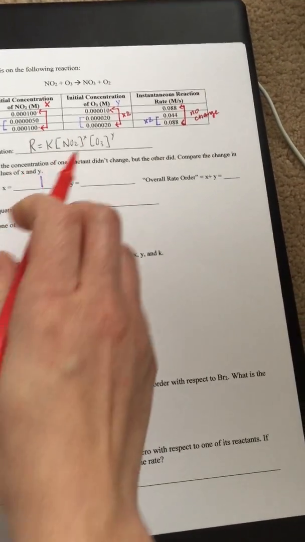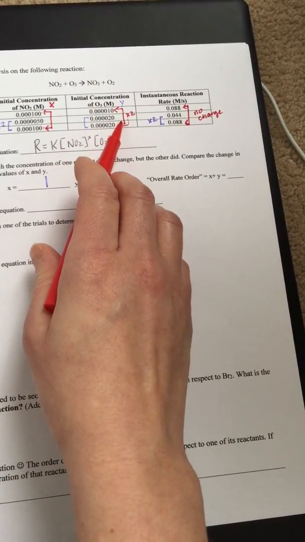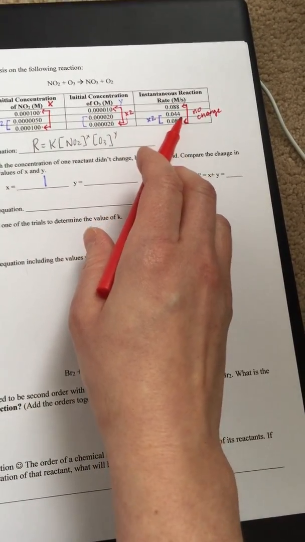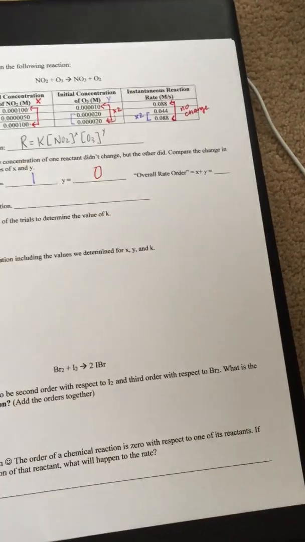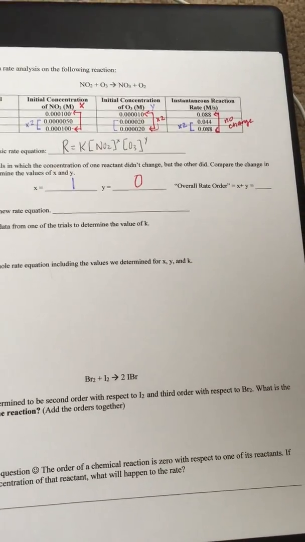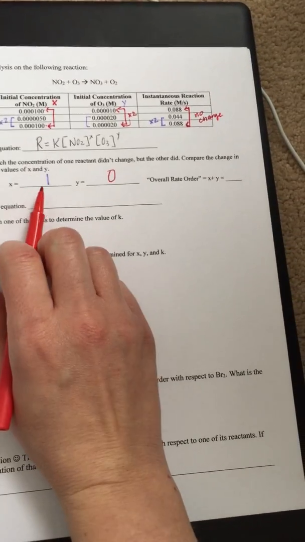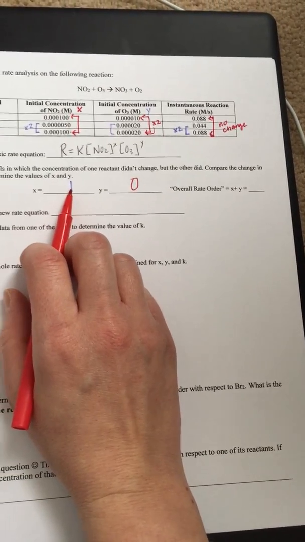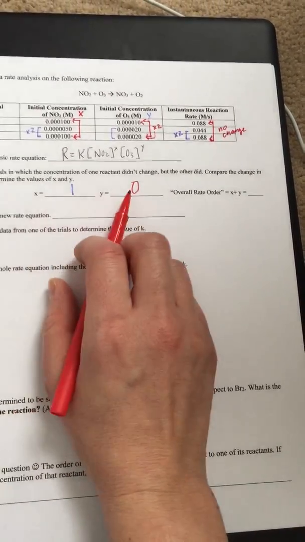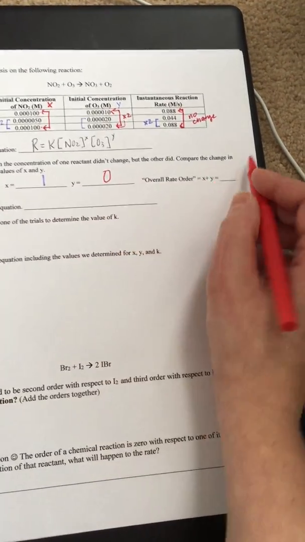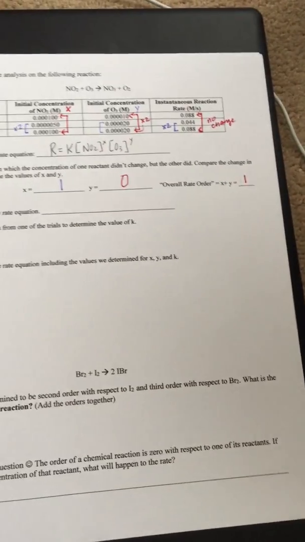When that happens, when a concentration is doing something, but the rate is not affected at all, that's a 0 order, because it's not changing one bit. So in this one, you should have X is a first order, Y is a 0 order. To get the overall, you just add those numbers together.